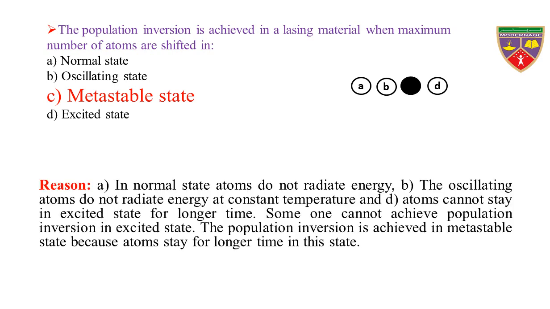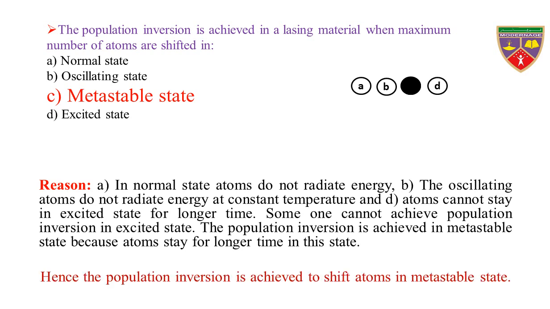Reason: A. In normal state, atoms do not radiate energy. B. The oscillating atoms do not radiate energy at constant temperature. And D. Atoms cannot stay in excited state for a longer time, so one cannot achieve population inversion in excited state. Population inversion is achieved in metastable state because atoms stay for a longer time in this state. Hence, population inversion is achieved by shifting atoms to the metastable state.